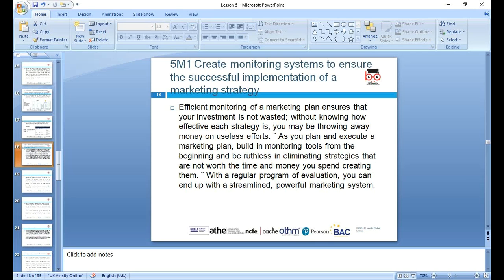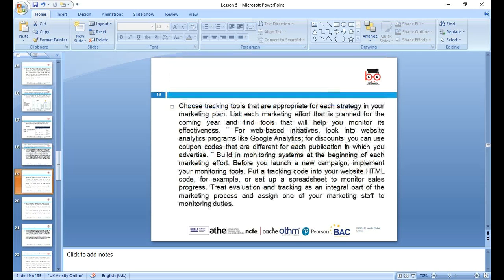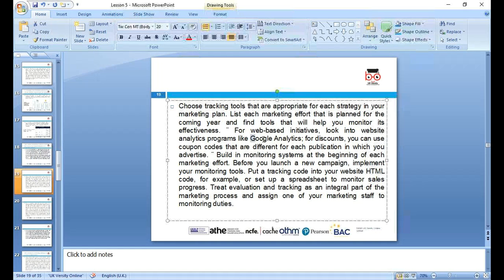As you plan and execute the marketing plan, build in the monitoring tools from the beginning, eliminating the strategies that are not worthwhile. Yes, so we give free samples to people, and some people just use the sample and do not buy the actual product. So what's the point? We need to control and choose tracking tools. Yes, we need to track it. Yes, so that is very popular: Google Analytics. It gives data, basically how many people are going on the website, and you need to monitor it.